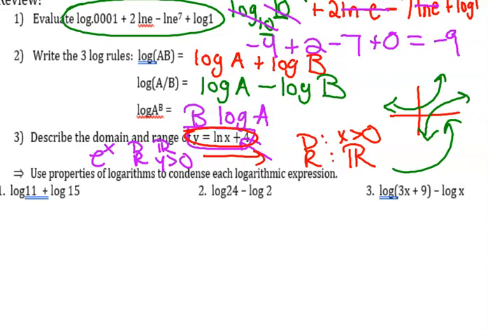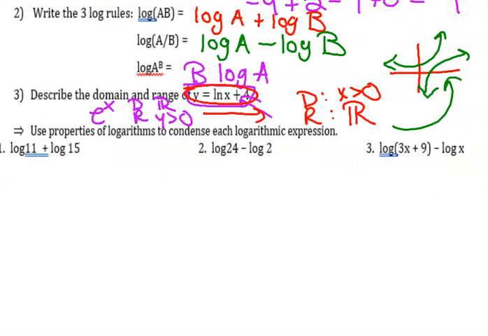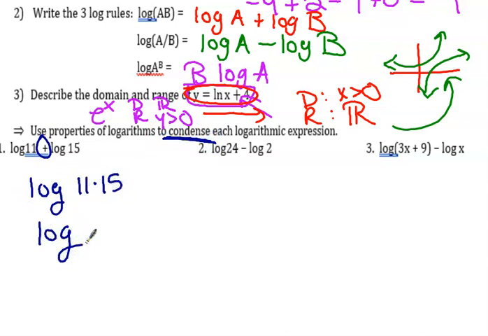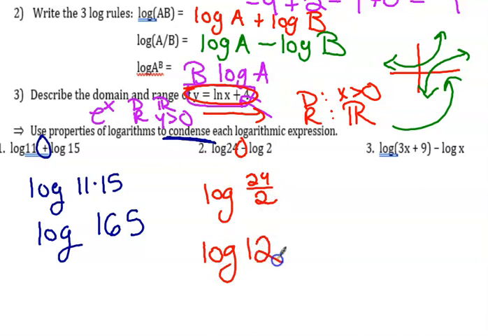Okay. All right, use properties of logarithms to condense each logarithmic expression. So log 11 plus log 15. So we are condensing now. So instead of plus, I'm going to multiply. So log 11 times 15, we're going to multiply those together, and I get log of 165. Okay, now what if it's a subtraction problem? Well, that means I have division. So 24 divided by 2, do the actual work. And 24 divided by 2 would be 12.